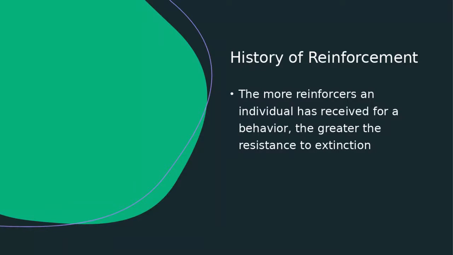The history of reinforcement also influences the level of resistance to extinction. The more reinforcers an individual has received for behavior, the greater the resistance to extinction. So if a person has a long history of reinforcement, they've shown this behavior many times and they're used to getting reinforced for it, once that reinforcer is removed, the behavior will persist. It will be highly resistant to extinction.